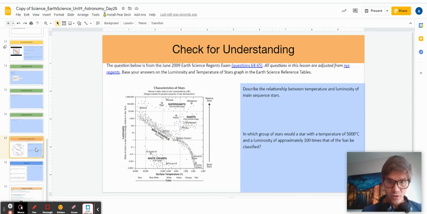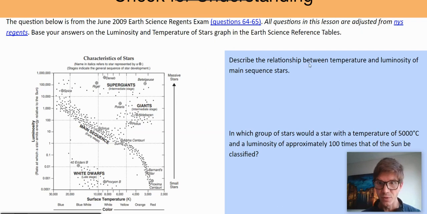That's it. So we'll just go over a couple more practice questions before I let you go for the day. Describe the relationship between temperature and luminosity of main sequence stars. So we're comparing the temperature on the x-axis to the luminosity, and here's all of our main sequence stars.